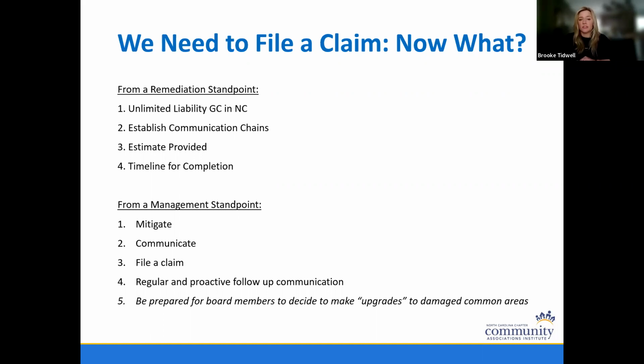Also just wanted to mention that you should be prepared for board members to decide to make upgrades at the time that you do need to reconstruct. It's not unreasonable or uncommon for them to want to go ahead and do that. But of course, any upgrades would be at an additional cost to the association and not covered by insurance. But that's one extra piece of the puzzle that you may need to manage during that process.